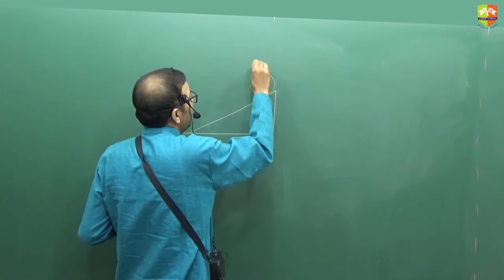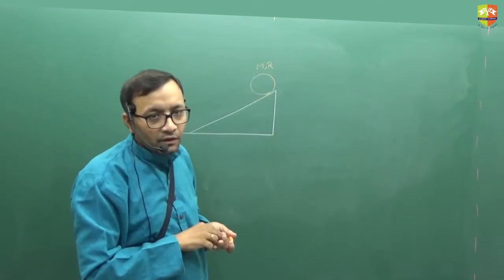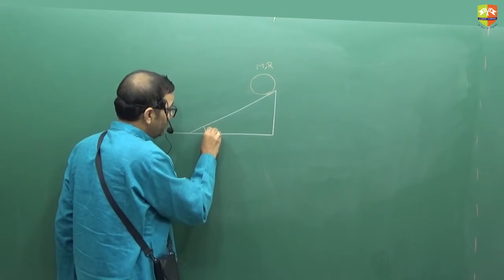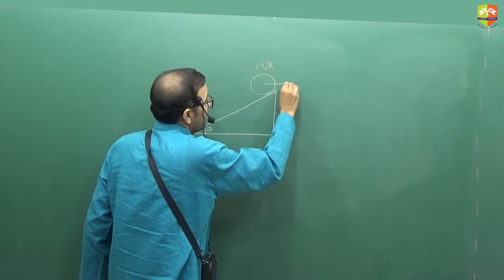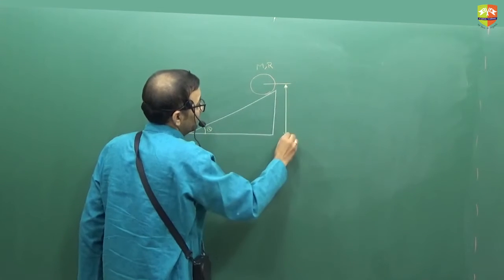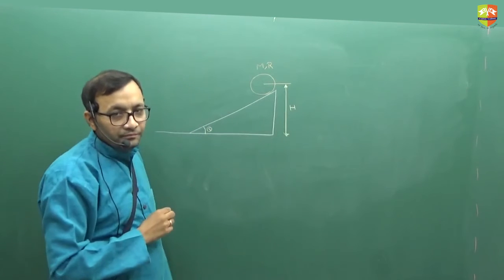It's a sphere of mass m and radius r. This angle of inclination is theta. From the center, the height from the ground is h. Okay?